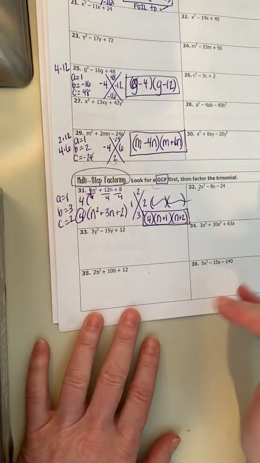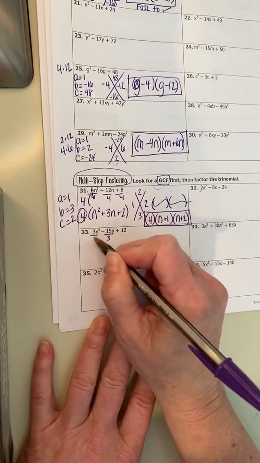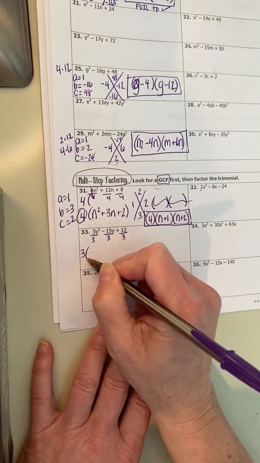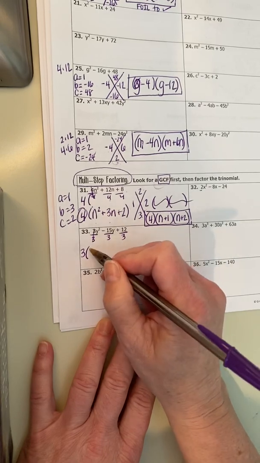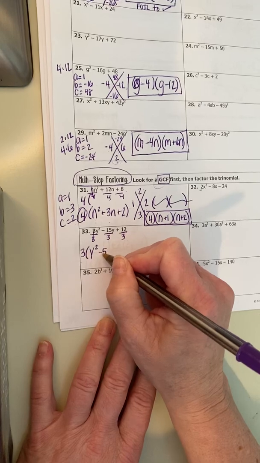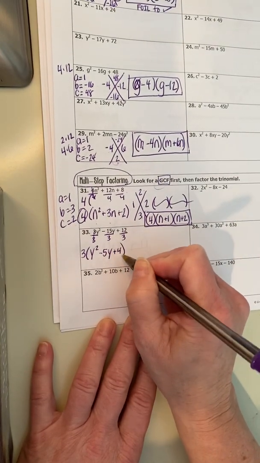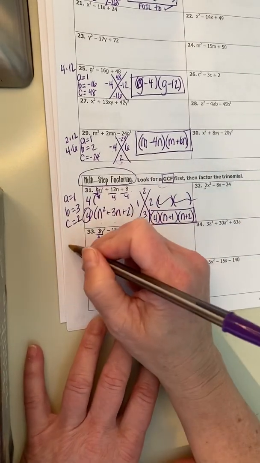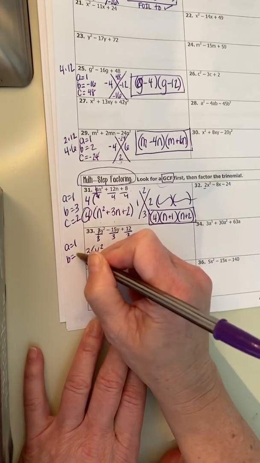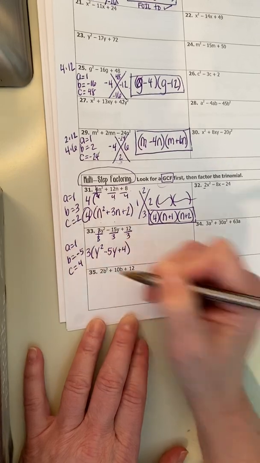Number 33. I can factor out a 3, so I need to do that. So 3 is one of my factors. 3 divided by 3 leaves me with y squared. Negative 15 divided by 3 leaves me with negative 5y. 12 divided by 3 leaves me with a 4. So now my A is 1, my B is negative 5, and my C is a 4.